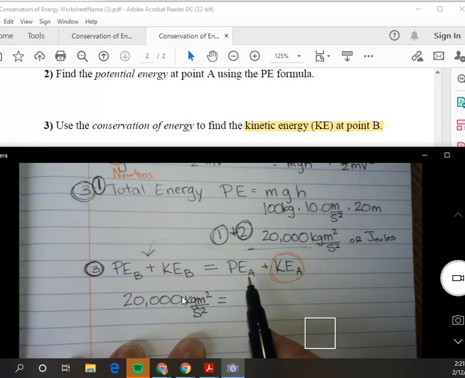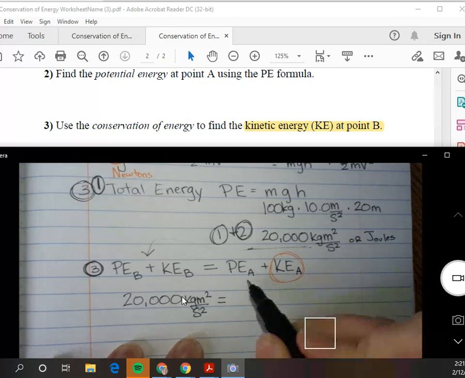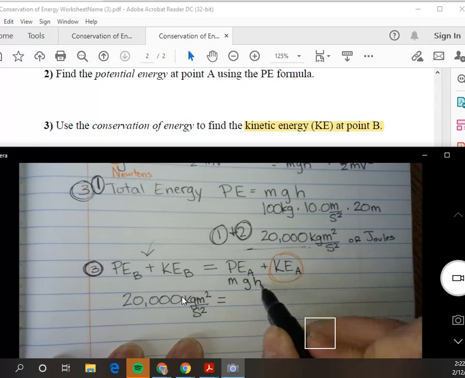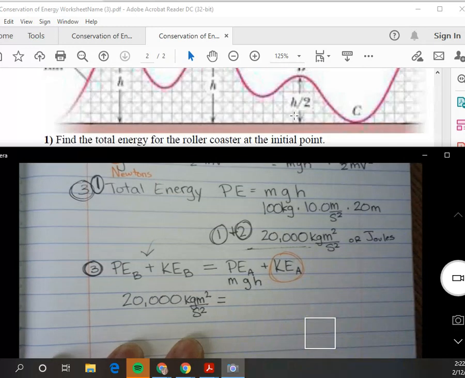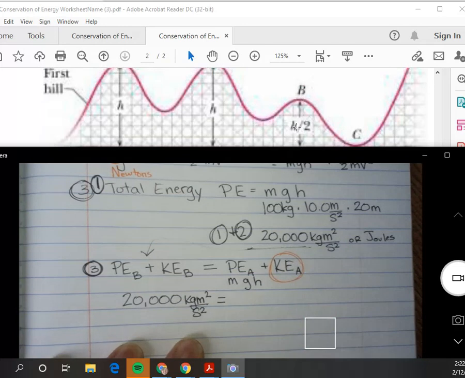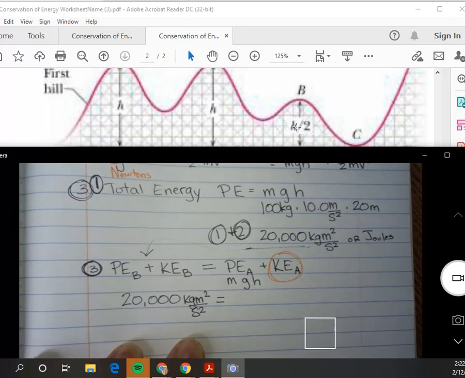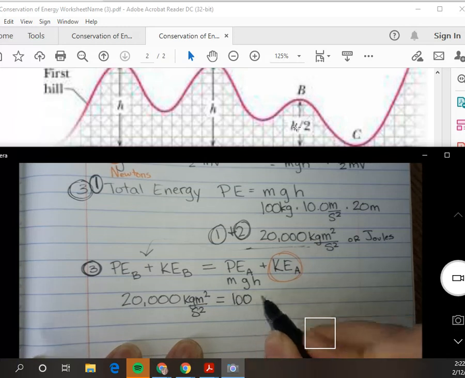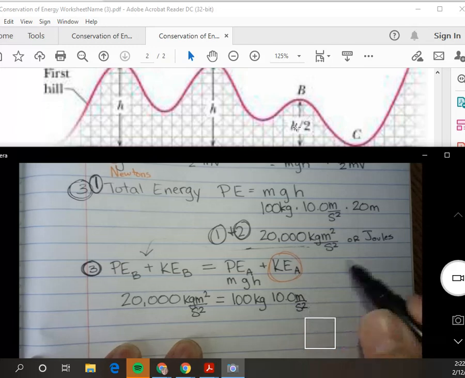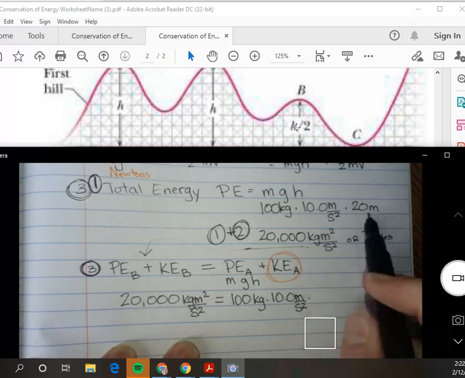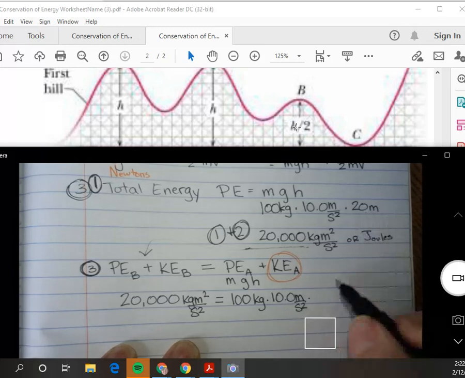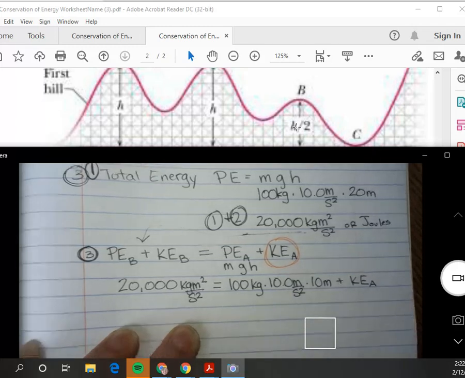potential energy at point B, we're going to have to figure again. So mass times gravity times height. Let's look at point B again. Point B has 1/2 the height. So we have the same roller coaster car, 100 kilograms. We're on the same planet. Okay. Now, what is half of the height? We had 20 meters before. 10. Right. And we don't know KE. That's what we're trying to find. And we figure out what we can figure out.